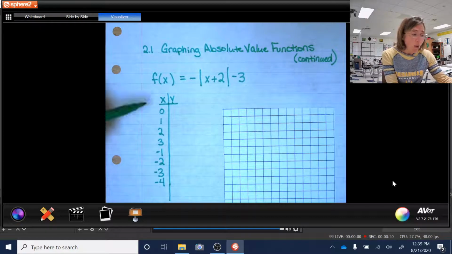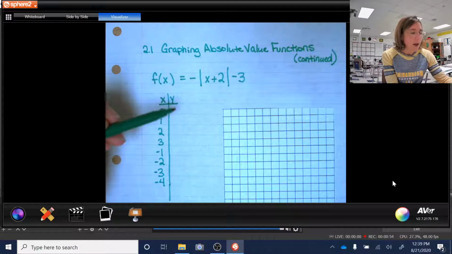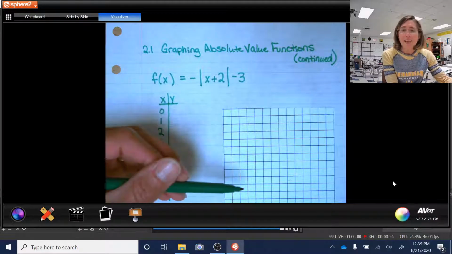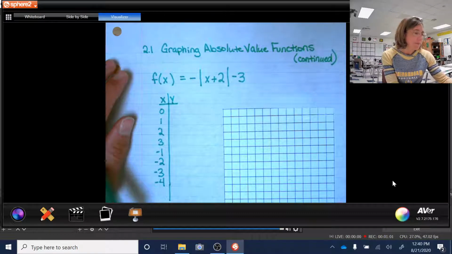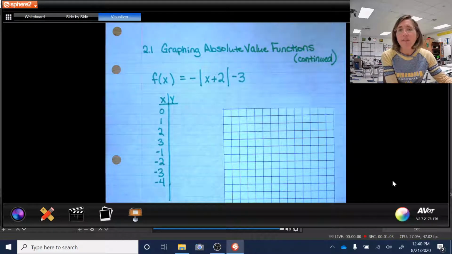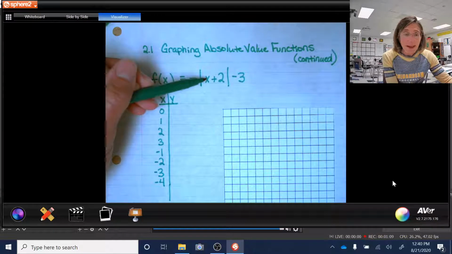You can always use a table of values in order to find some ordered pairs and get your sketch for your graph. So let's say you didn't remember about the transformations. You just wanted to go with finding some points. So I just wrote down some numbers here. I'm going to start with 0. I'm going to take that 0, plug it in for my x value.